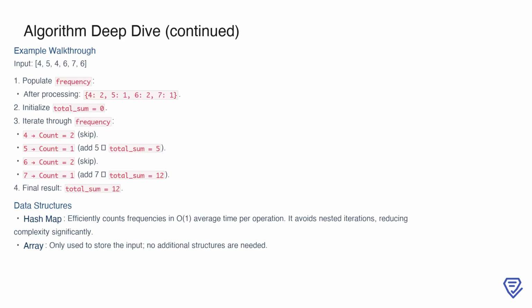Let's revisit the example input 4, 5, 4, 6, 7, 6 to see how the optimized approach works. First, we initialize an empty hash map. As we process the array, we populate the hash map with the frequency of each element. 4 appears twice, 5 appears once, 6 appears twice, and 7 appears once. The hash map now looks like this: 4: 2, 5: 1, 6: 2, 7: 1.